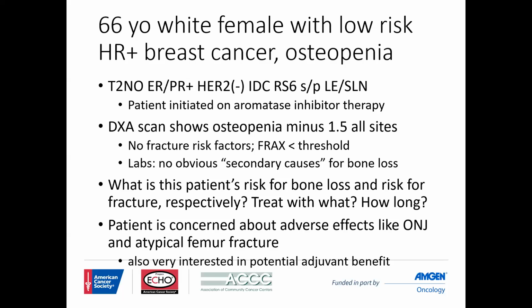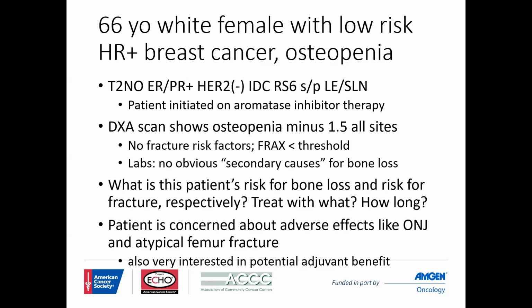Now, we're going to start with a case. This is a 66-year-old white female with low-risk hormone receptor positive breast cancer, and she has osteopenia. So this is her description here, and she's going to be started, not surprisingly, on aromatase inhibitor therapy. She has relatively mild osteopenia, and she doesn't have any risk factors for fracture. Her FRAX calculation is below the thresholds of 20% for any fracture and 3% for hip fracture.